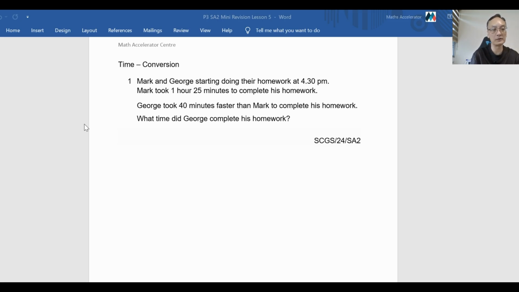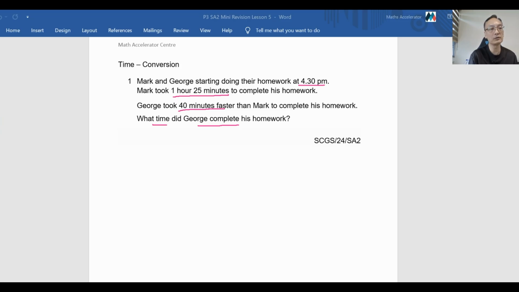So let's underline some of the keywords in the question. So the first thing we underline will be 4:30. That's the starting time when both of them start doing their homework. Next, Mark took 1 hour 25 minutes to complete his work. And we also know that George took 40 minutes faster than Mark to complete his homework. So we need to find out at what time did George complete his homework.